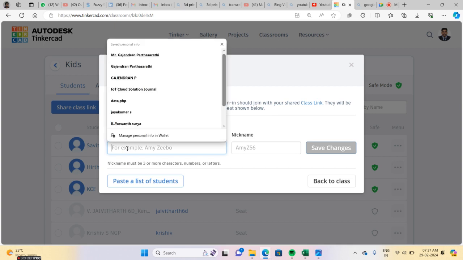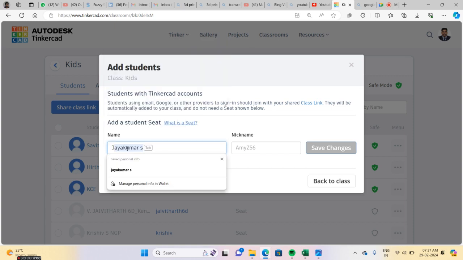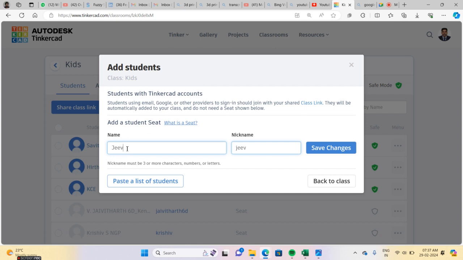Spell your name. J, W. V, A. S, U, R, Y, A. Jeev Surya Ravindran. Okay, so this is your nickname. What nickname do you want? Shall I keep it simply as Jeeva? Okay, I will keep his nickname as Jeeva. Save changes.